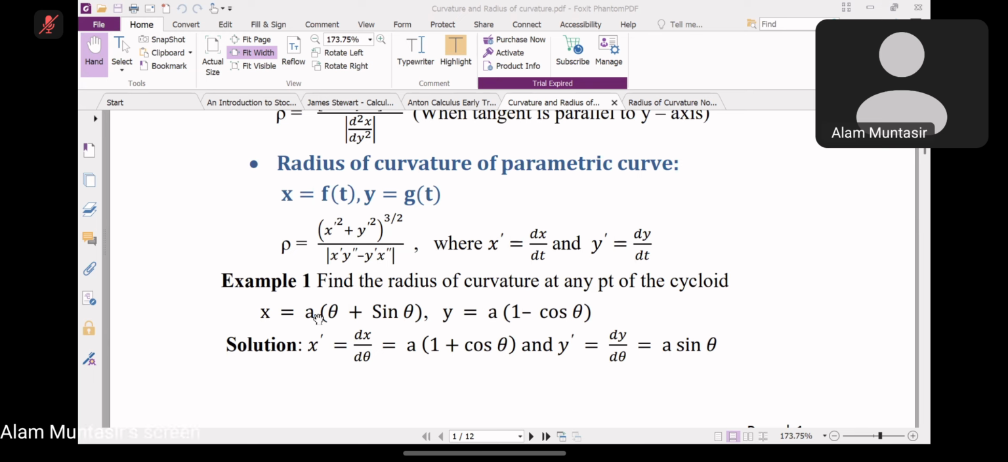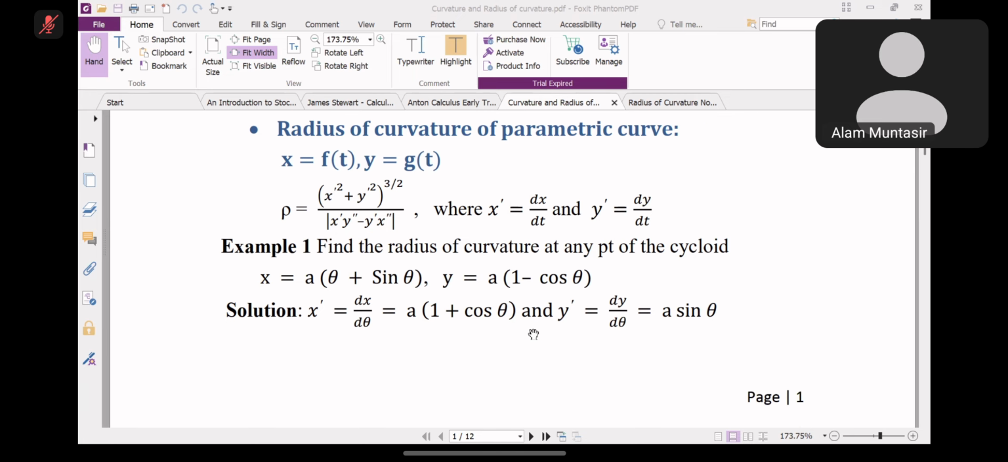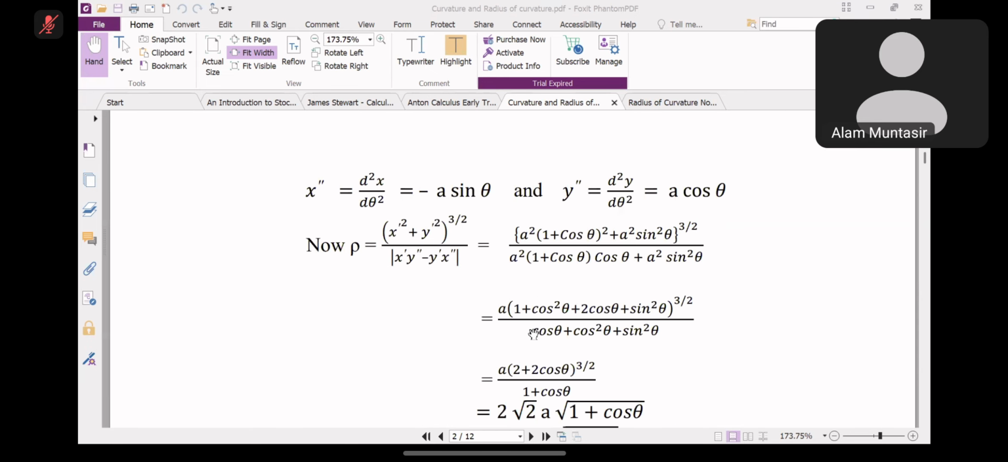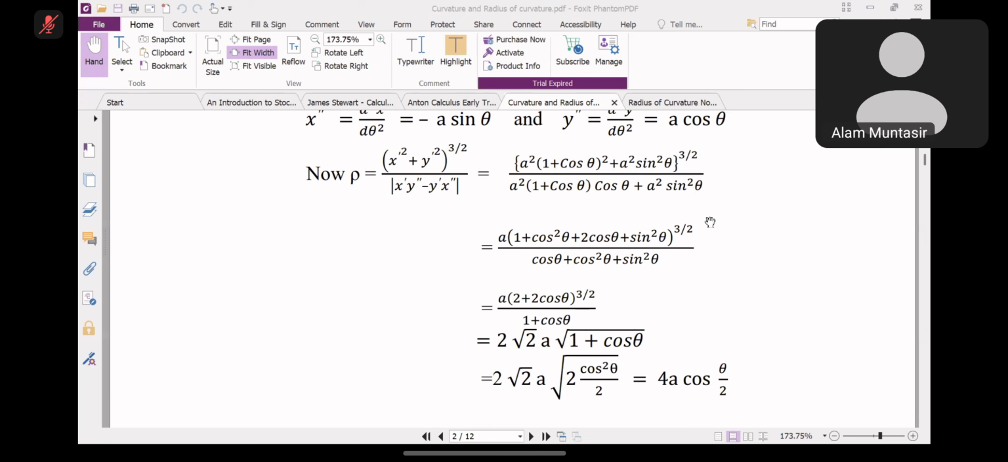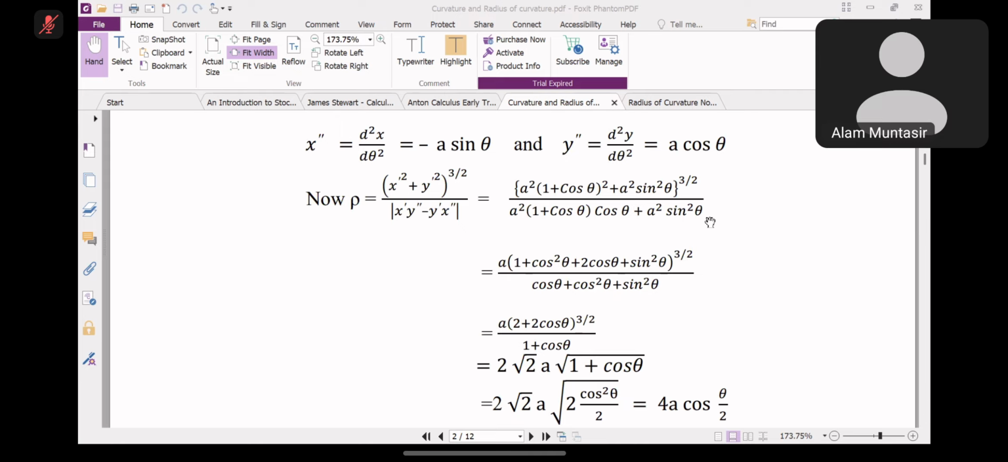So x is a function of theta, since theta is the parameter for this problem. So x prime will be indicating dx by d theta, and from the curve calculate x prime, y prime, and similarly, sorry, x double prime, y double prime. And once the derivatives are calculated, substitute them into the main formula and simplify it. So all you need to do is simplify them carefully, okay?